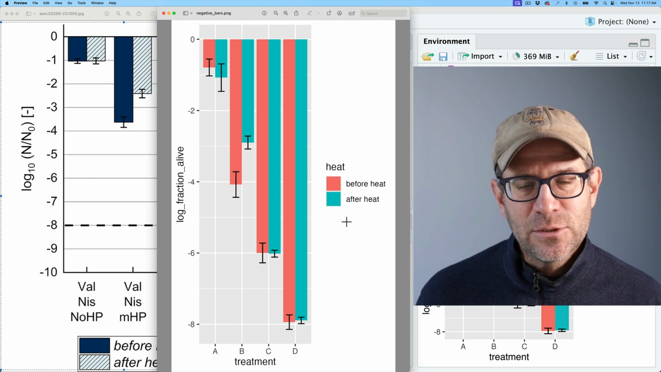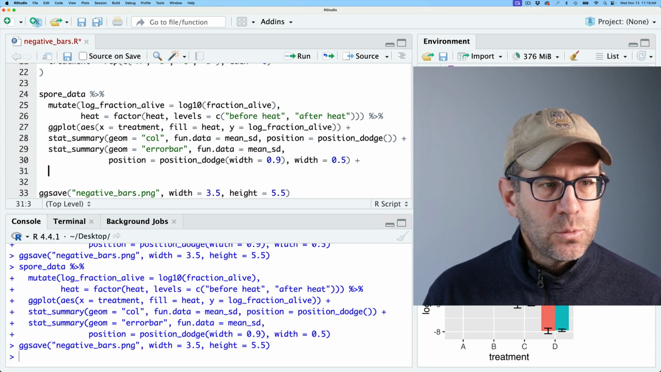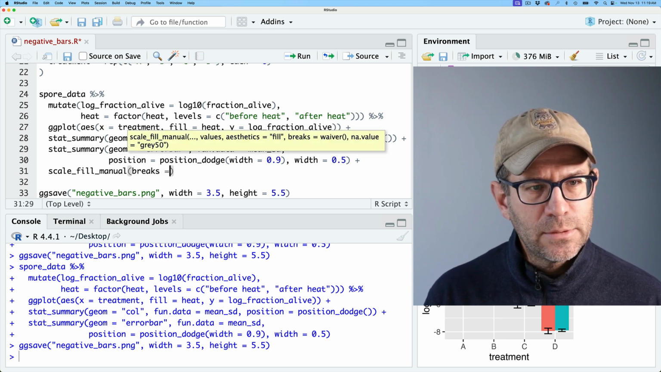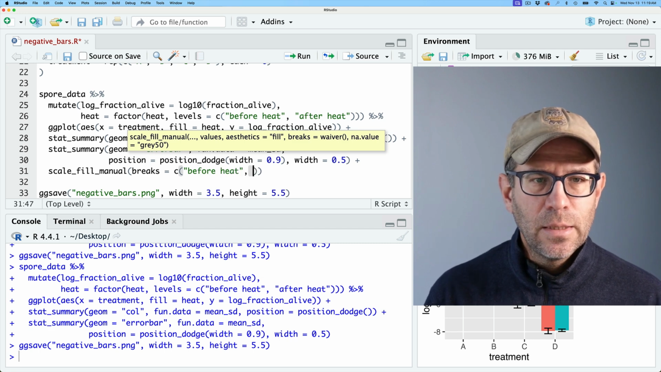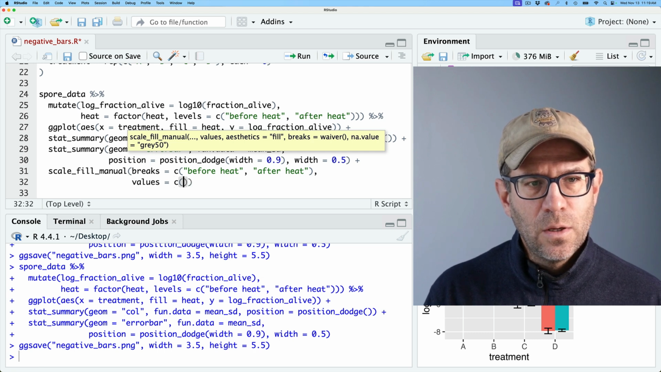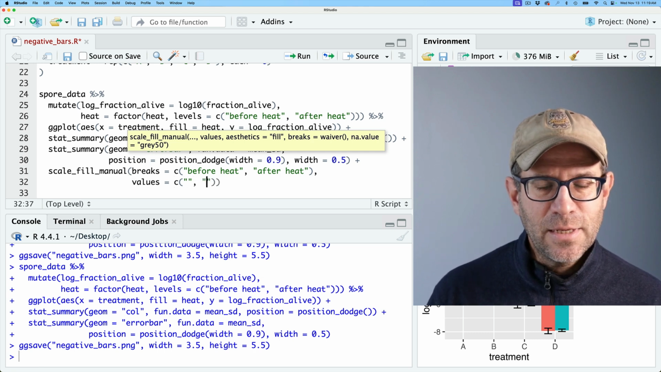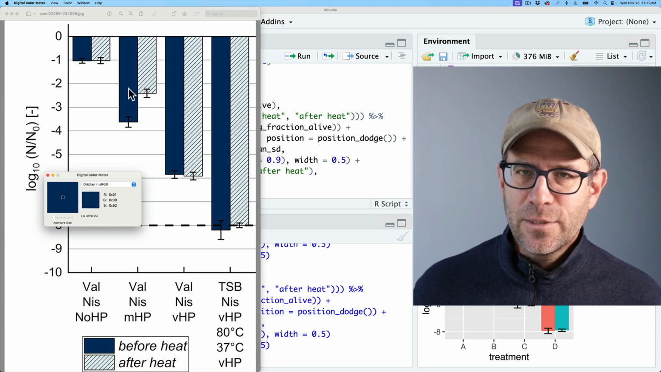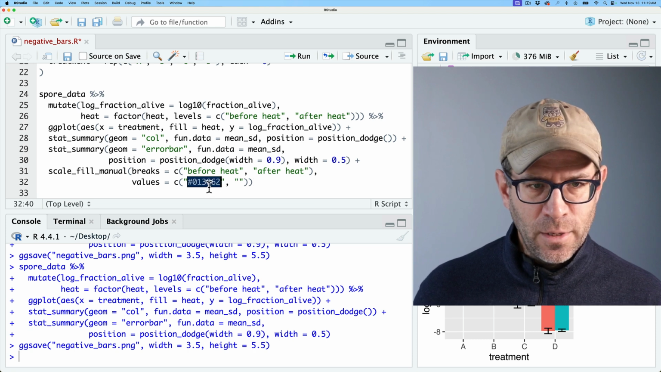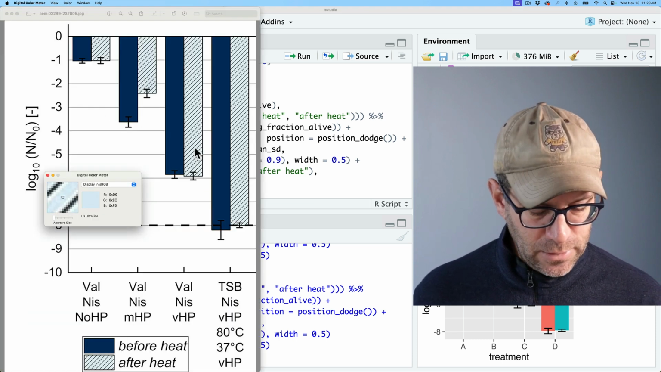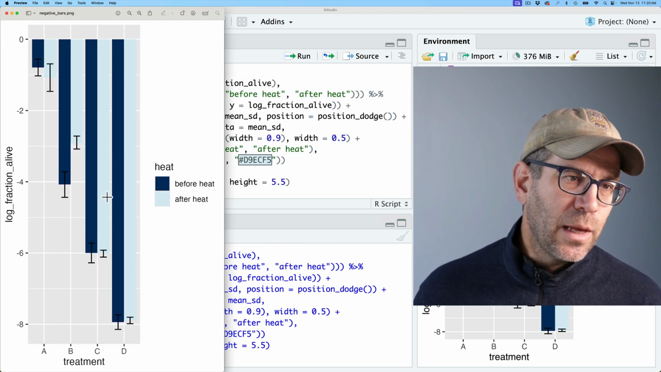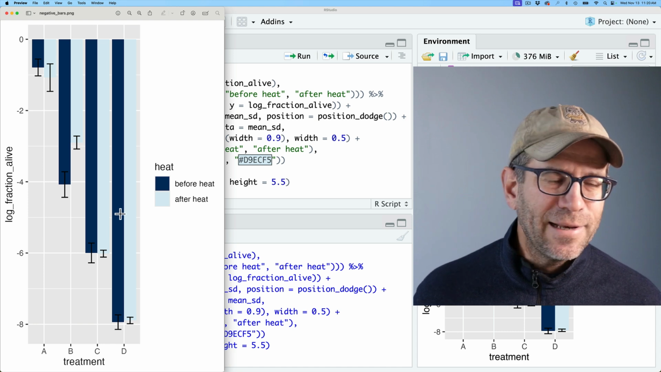The next thing I want to do is to modify our color. So to change the colors, we'll go ahead and do scale fill manual, and we'll do breaks of before heat and after heat. And then our values, we're going to put in two bits of hexadecimal. Using my digital color meter, I'm going to go ahead and try to replicate the colors as faithfully as I can. So I'll grab that, and the before heat will be that dark blue, and then this after heat will be this lighter blue. Plop that in. And so now we see that we have the same blue shades that they had in the original figure, which looks pretty nice.